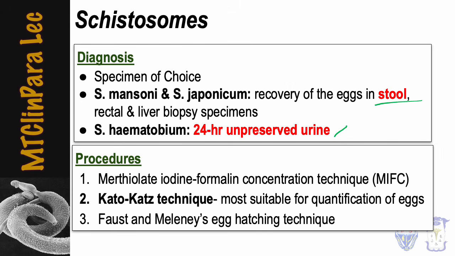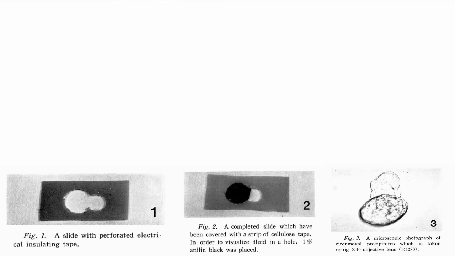the Faust and Melany egg hatching technique, which is the counterpart of your Radamori, for the egg hatching of your schistosome.